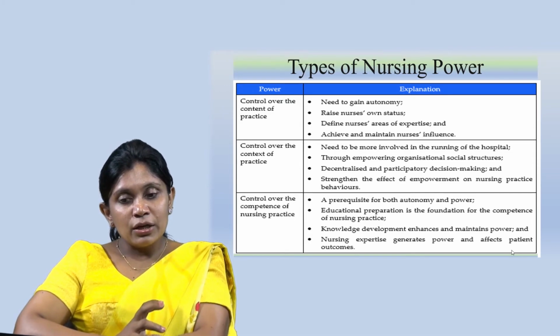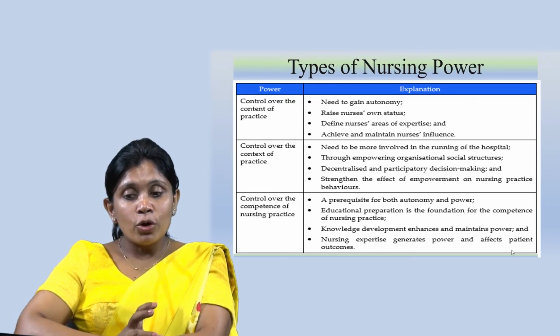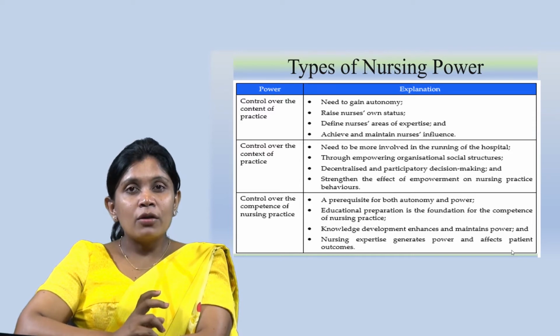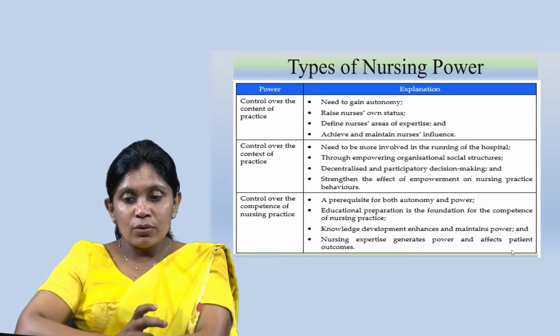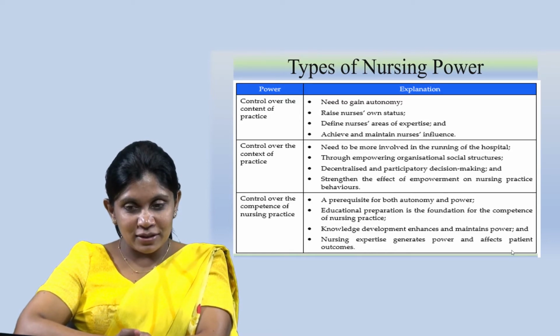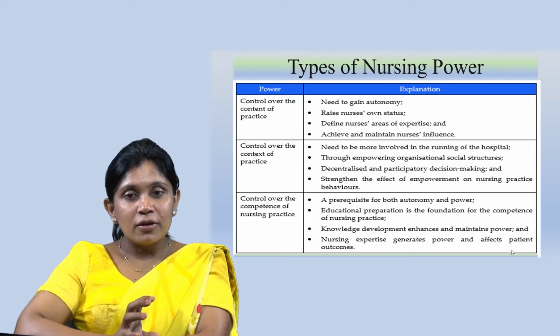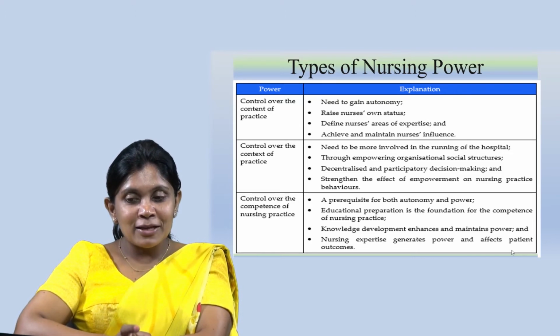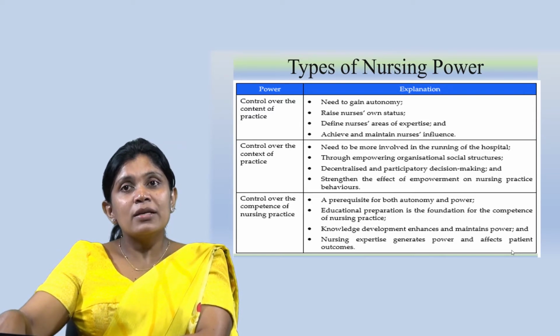When it comes to control over the competence of nursing practice, what they need is a prerequisite for both autonomy and power. If they are not competent enough, they can't achieve decision-making autonomy and legal power. And educational preparation is the foundation for the competence of nursing. Knowledge development enhances and maintains power. And nursing expertise generates power, and it is going to affect direct patient care outcomes.